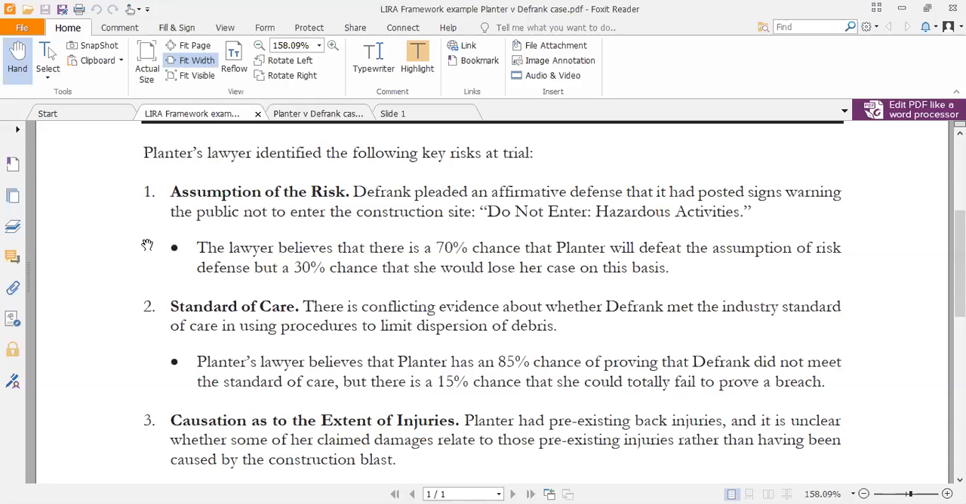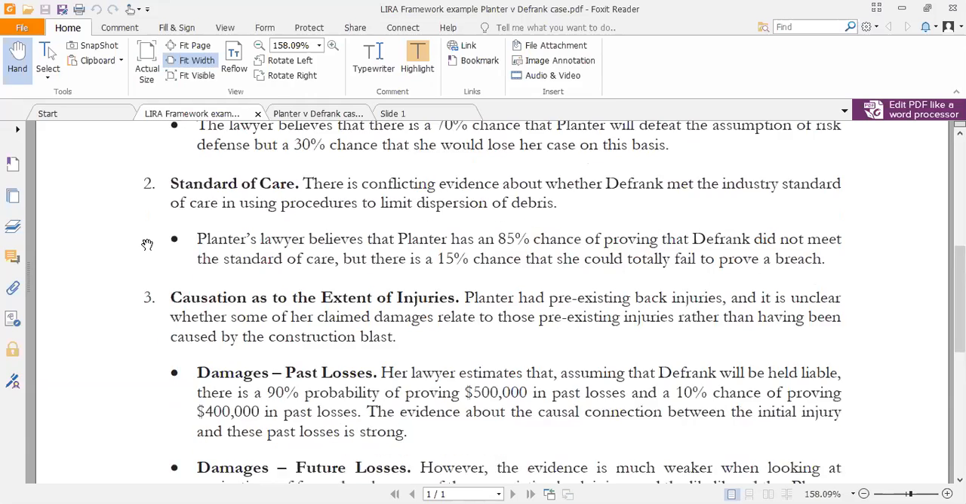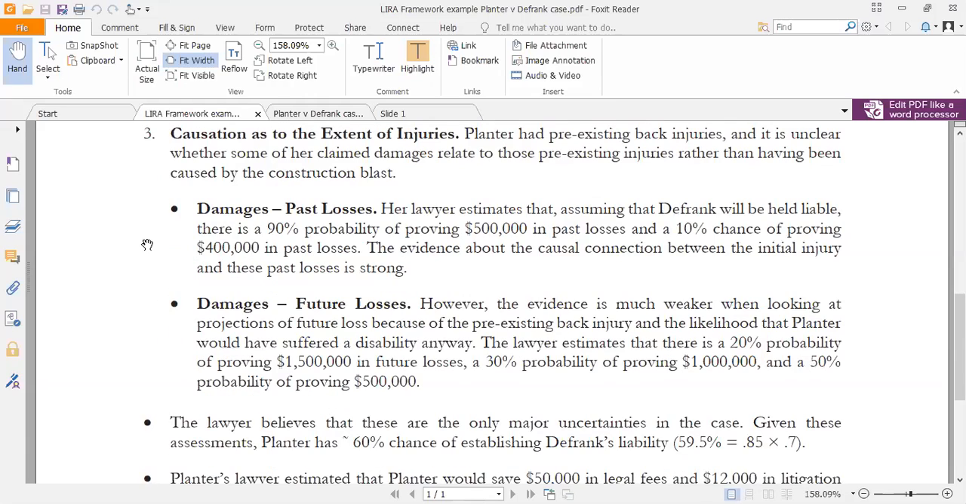Now, a third issue relates to causation and the extent of damages. Planter had pre-existing back injuries, and it's unclear whether some of her claimed damages relate to the pre-existing injuries rather than having been caused by the construction blast. Her lawyer estimates that, assuming that Defrank will be held liable, there's a 90% probability of proving $500,000 in past losses and a 10% chance of proving $400,000 in past losses. And the evidence about causal connection between the initial injury and the past losses is strong.